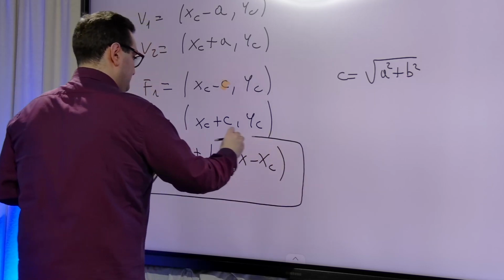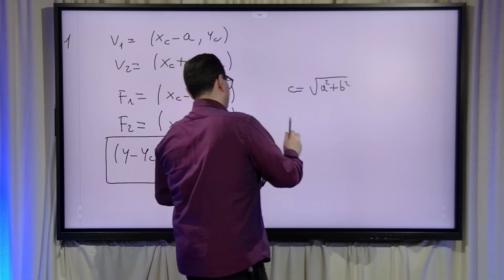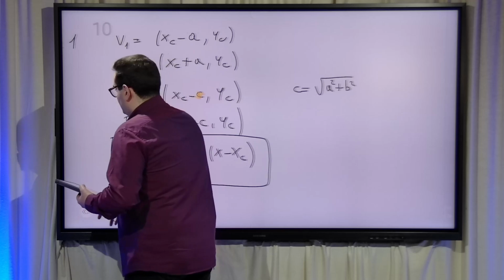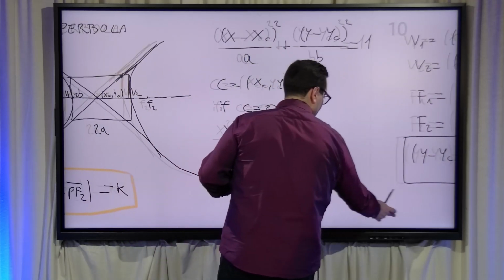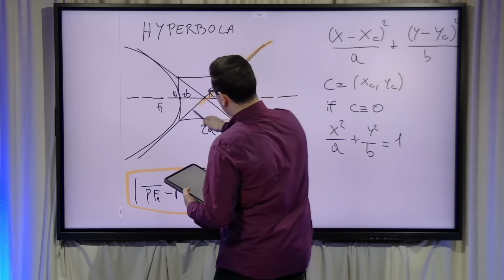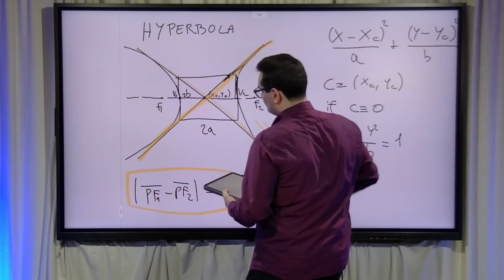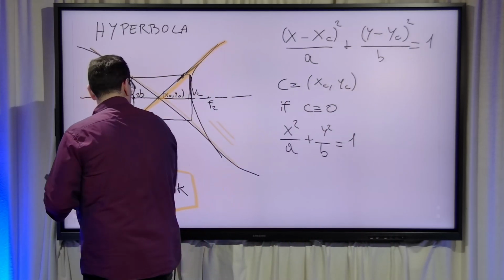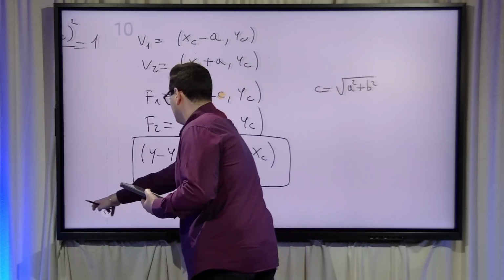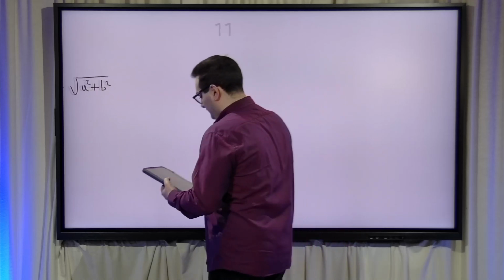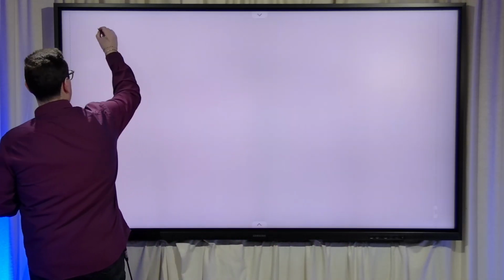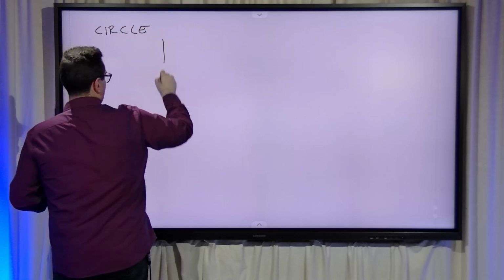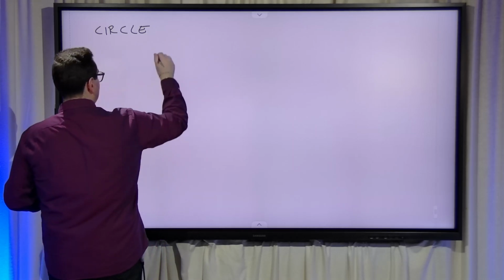Okay, these are the two equations that describe the two asymptotes of the hyperbola. This one and this one. Okay. Let's move on to the last concept we're going to recall, and this is the circle.